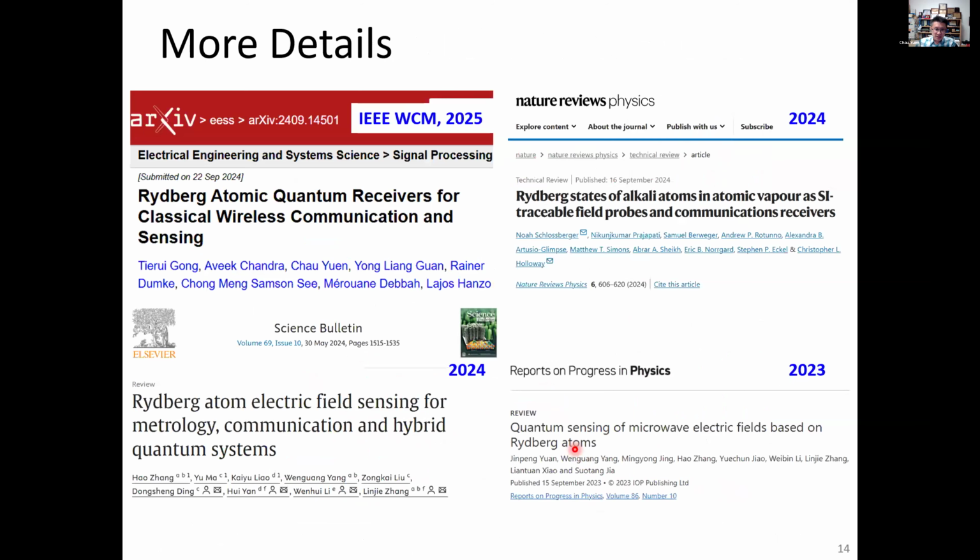There are some survey papers that talk about these Rydberg atomic sensors, with one just accepted in the IEEE Wireless Communications Magazine a few months ago. There are some others, mainly from the physics point of view. The difference from us is that we try to translate what people in physics say into a language that communication engineers can understand.